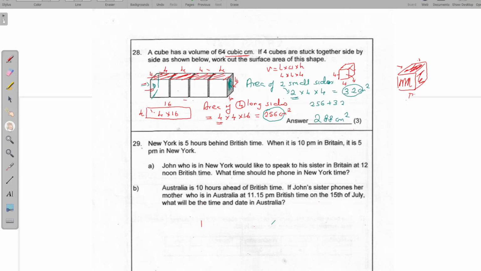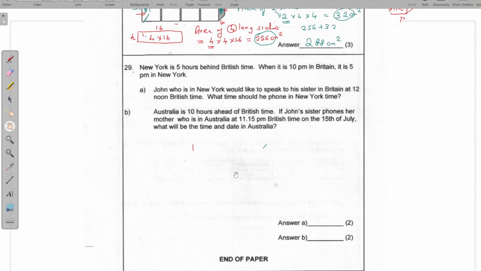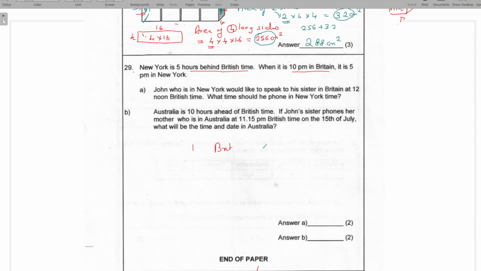So last question, question 29. New York is 5 hours behind British time. When it is 10 p.m. in Britain, so that's British time, New York is 5 hours behind, so that is New York. So when it is 10 p.m. in Britain, New York is 5 p.m.